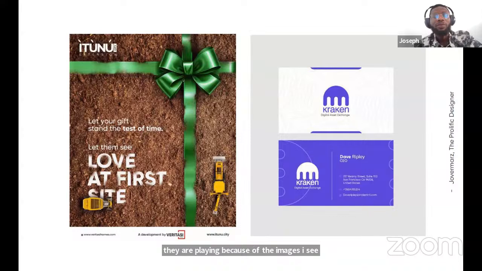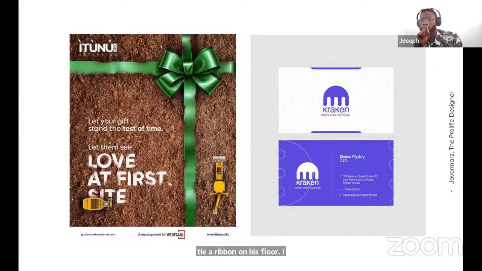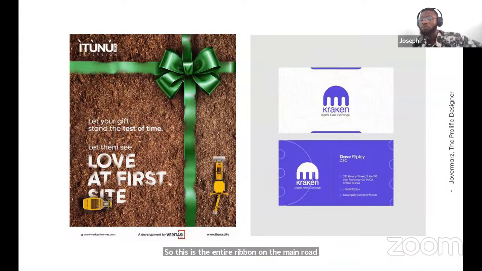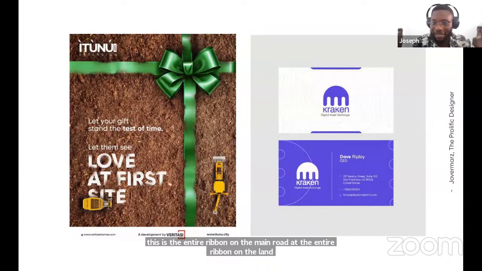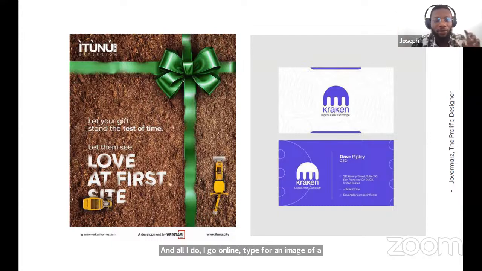And then I go on to say, okay, I'll take ribbon from this. And in my research, as I'm going on, I now saw another person somewhere tie a ribbon on a floor. I say, oh, I could do this. So this way, tie a ribbon on a main road. I could tie a ribbon on a land. And then the idea pops. And all I do, I go online, type for an image of a land. I get it. Go online, search for an image of a ribbon. I get it. And then I put them together.